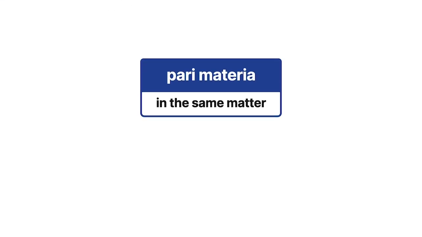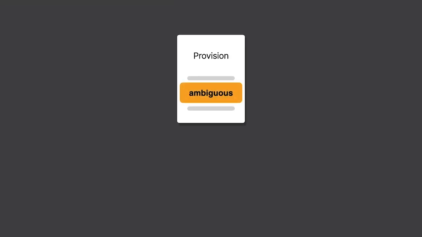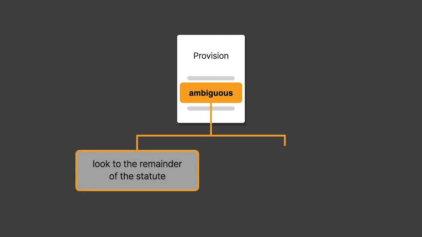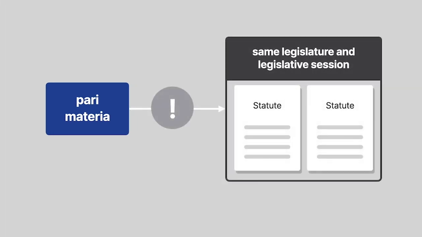The Latin phrase, in pari materia, literally means in the same matter. This canon provides that different statutory provisions concerning the same subject matter must be interpreted consistently, whether in the same or different statutes. If a statutory provision is ambiguous or unclear, a court should look to the remainder of the statute or other statutes in the broader statutory scheme to determine the meaning of the ambiguous language. The canon applies most forcefully to statutes enacted by the same legislature within the same legislative session.